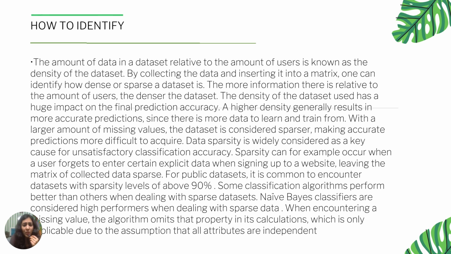The density of the data used has a huge impact on the final prediction accuracy. A higher density generally results in more accurate predictions since there is more data to learn and train from. With a larger amount of missing values, the dataset is considered sparse, making accurate predictions more difficult to acquire. Data sparsity is widely considered a key cause of unsatisfactory classification accuracy.